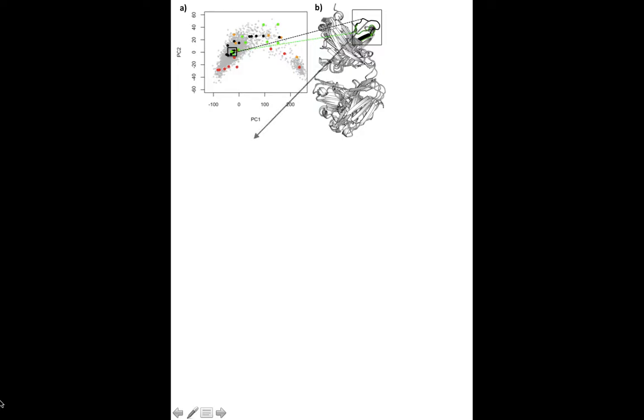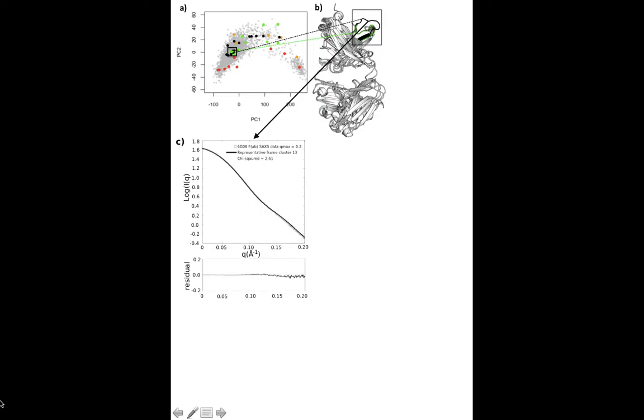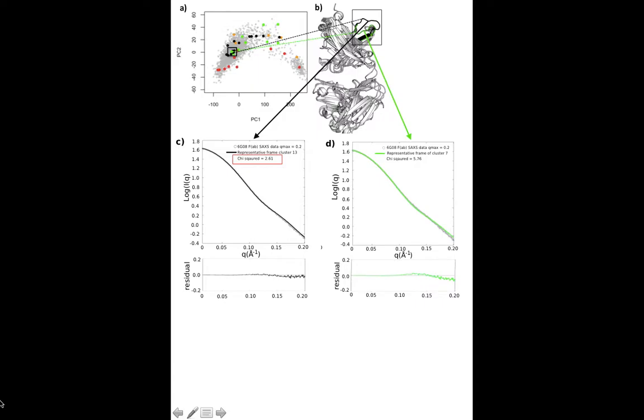If we look at the agreement of the representative clusters to the SAXS data, what we see is that cluster 13, which had that open loop conformation, shows better agreement to the SAXS data and has a low chi-square score of 2.61. In comparison, when looking at the agreement of cluster 7 to the SAXS data, we see poorer agreement with an increased chi-square score of 5.76.